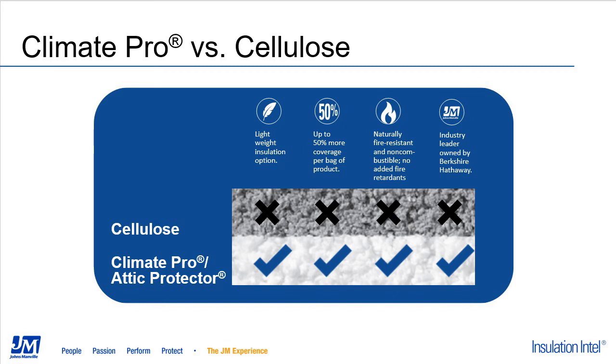Climate Pro expands much more than cellulose does, so we're able to get a lot more square footage in every bag. And in addition, cellulose, since it is made out of paper, needs to be treated with various chemicals so that it can pass various fire testing, whereas fiberglass is naturally fire resistant. And while not on the slide, fiberglass typically performs much better when it comes to settling. Cellulose has been known to settle over time, which impacts the installed R value, where fiberglass is much more resistant to that settling dynamic.